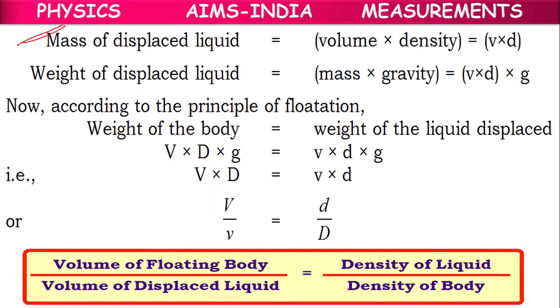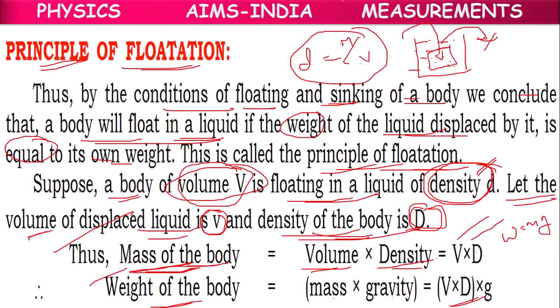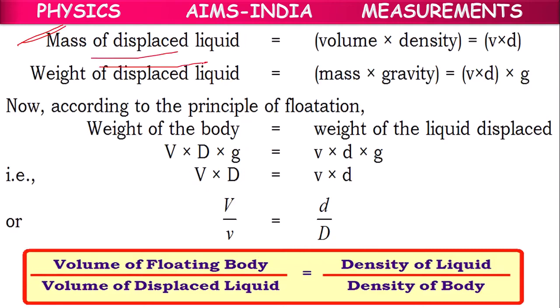So mass of the displaced liquid. Because of keeping this body inside, whatever amount of volume is displaced, that we are taking as small v. This we are taking as capital V. So mass of displaced liquid is volume into density. Volume of displaced liquid is small v, density of displaced liquid is small d. So weight of displaced liquid, mass into gravity, is v into d into g, all small letters.